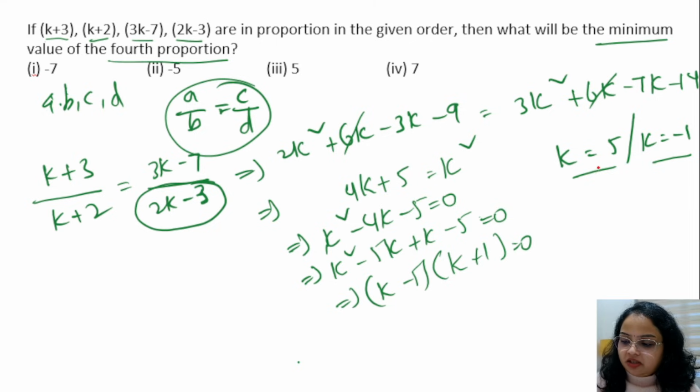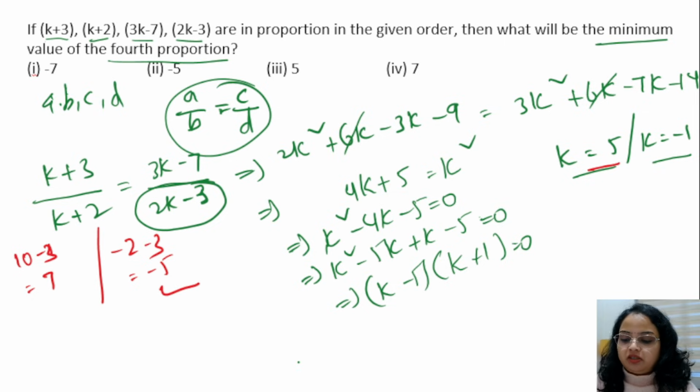If k is equal to 5, what is the value? It is 5 into 2, 10 minus 3, it is 7. If k is equal to minus 1, 2 into minus 1, minus 2 minus 3, it is minus 5. So here minus 5 is the minimum.